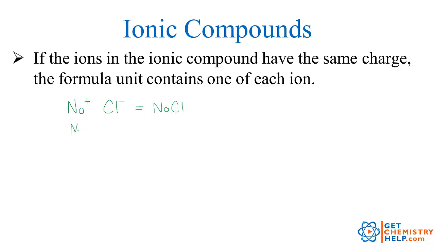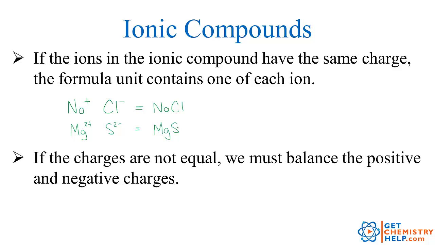How about magnesium and sulfur? Magnesium is in group 2A, so it's 2 positive. Sulfur is 2 away from the noble gases, so it's 2 negative. So again, a 2 positive balances out a 2 negative. We put them together and we just get a neutral compound where the positives and negatives have canceled out.